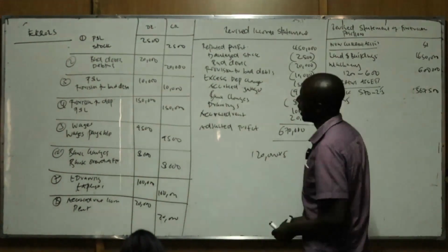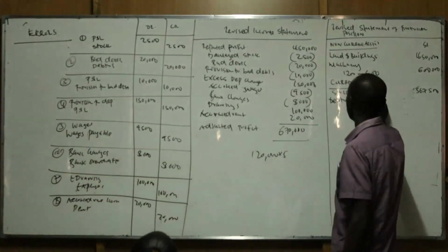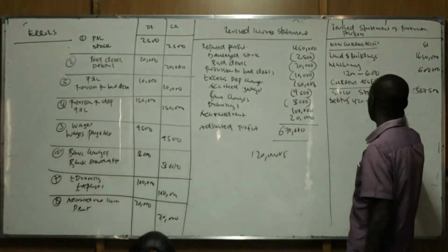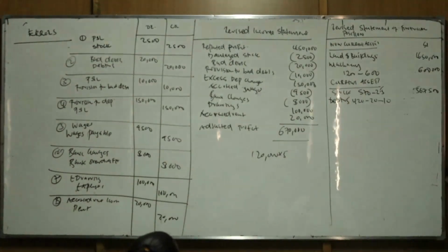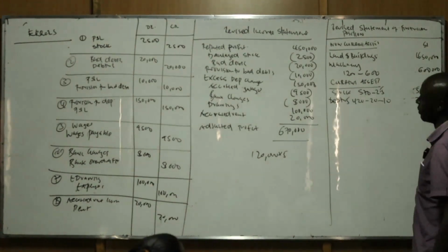Then we go to debtors, is it so? Debtors we had, remember we had 420. This was a balance before adjusting for bad debts, isn't it? And also provision for bad debts, correct? So 420 minus 20 minus 10. How much does it give us? 390,000, isn't it?